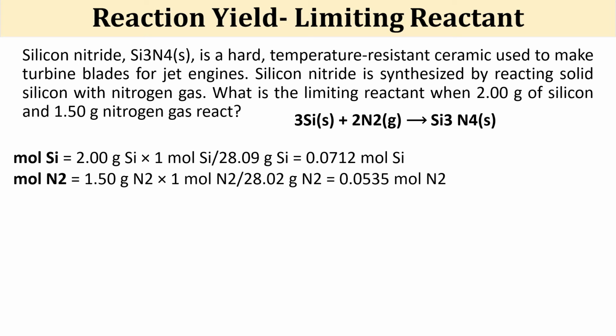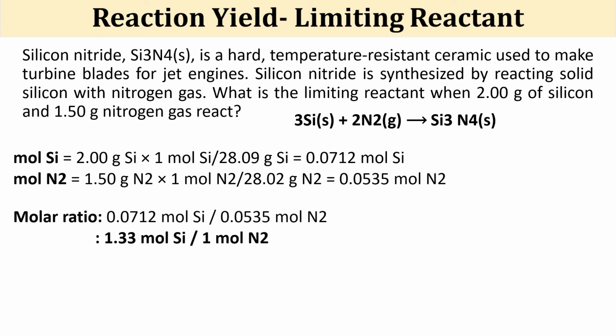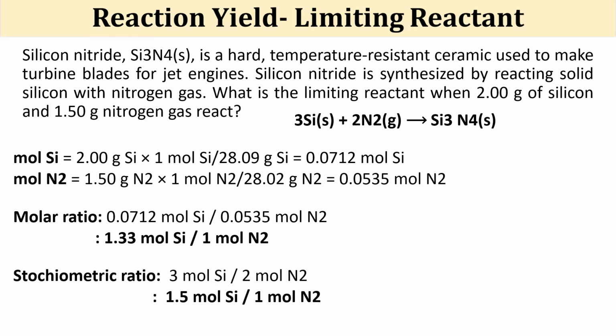After calculating the number of moles for silicon and nitrogen, we know that the molar ratio of silicon and nitrogen is 1.33 moles of silicon over 1 mole of nitrogen. So 1.33 is to 1. And from the balanced equation given in the question, we know that the stoichiometric ratio of silicon and nitrogen is 1.5 is to 1. If we compare these ratios, it shows that silicon is provided in less than stoichiometric amount, and so it is the limiting reactant in the equation.